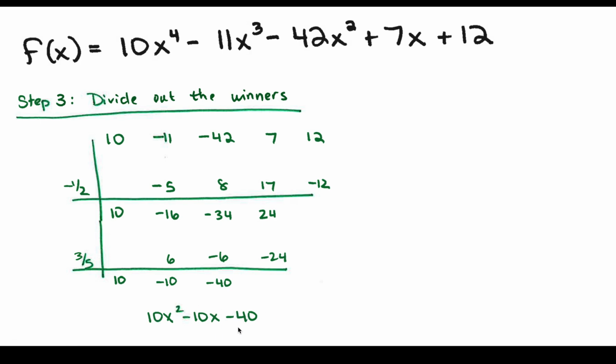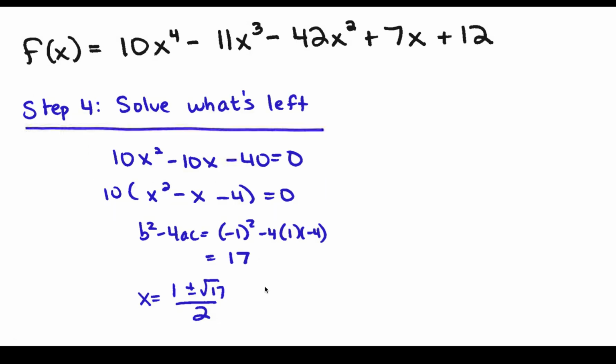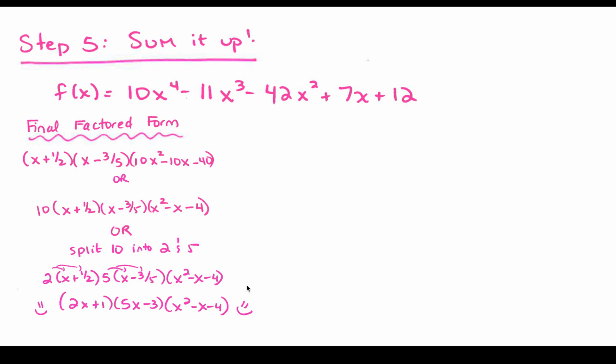This was the polynomial I'd be left with. And then step 4 would be now to solve what's left as a quadratic equation. So I set it equal to 0. They all factored by 10, so I took out a 10. And then I used the quadratic formula on this little teeny thing that was left behind, and I got 1 plus or minus root 17 over 2.